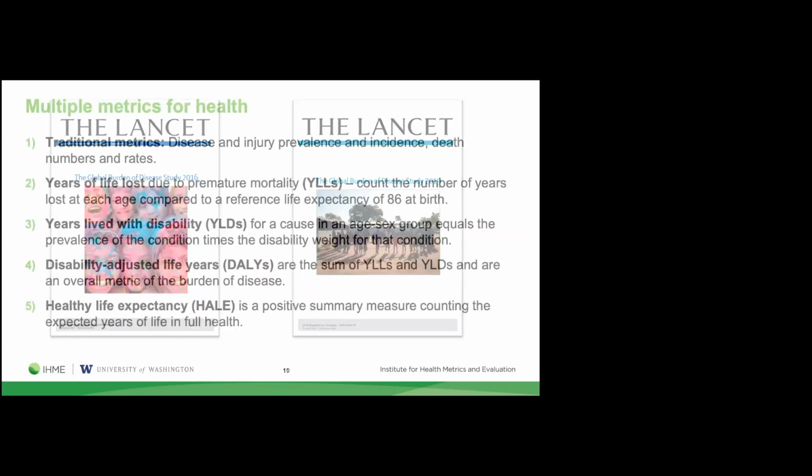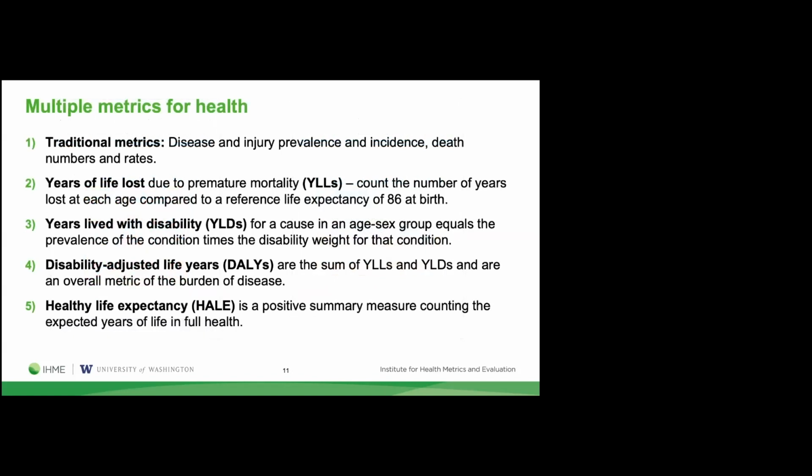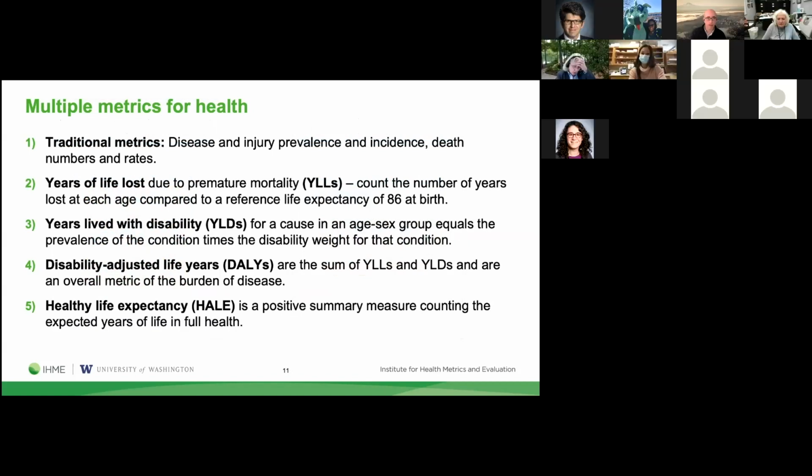When you look at what comes out of the Global Burden of Disease study, you'll find traditional metrics that will be familiar to all of you who are epidemiologists, things like incidence and prevalence related to death rates or non-fatal disease events, but we also try to produce what we call summary metrics of health. These include things like years of life lost prematurely or years lived with disability.